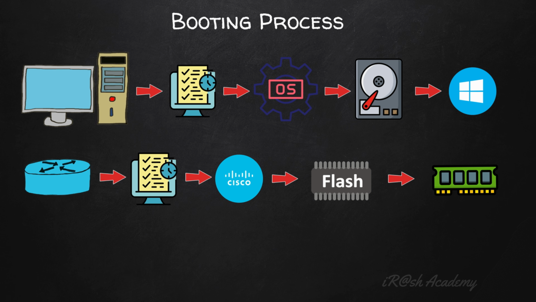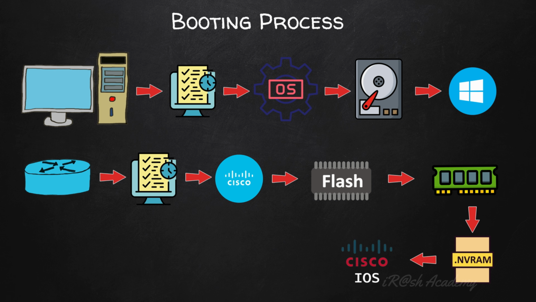So the Cisco router decompresses that Cisco IOS from the flash and loads it into the random access memory of the Cisco device. This random access memory is the RAM, the memory of the Cisco router. Then, once the Cisco IOS is loaded, it will look for the configuration file in its NVRAM. Here the NVRAM is the non-volatile random access memory. Now the Cisco router finds the configuration file in NVRAM. Then it loads that configuration into Cisco IOS and starts it as a startup configuration.